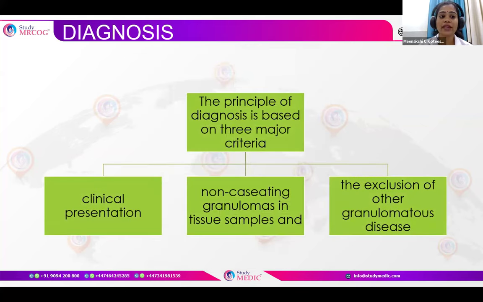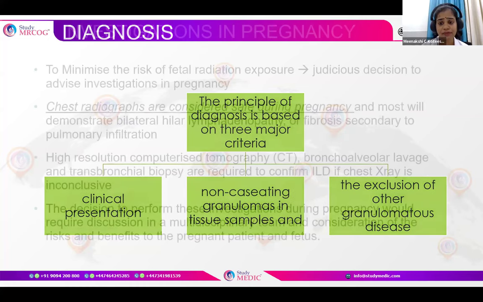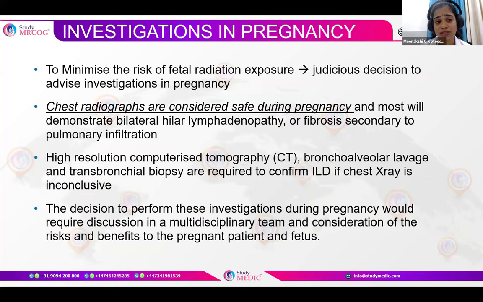So how do we diagnose sarcoidosis? It is basically based on three different criteria. One is the clinical presentation. The second one is the demonstration of non-caseating granulomas in the tissue samples. And the third one is you have to exclude other granulomatous diseases, like, let's say, Mycobacterium tuberculosis.